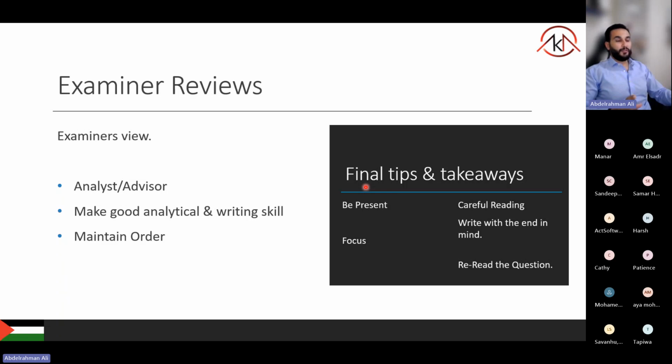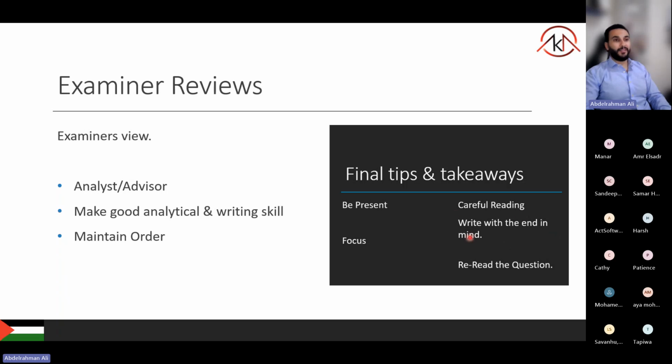Now you are giving the reader, the examiner, the viewpoint that you are maintaining order. Sometimes you might just be throwing all the ideas in your mind onto the piece of paper in the Exam4 software. You can come back later during your 50-minute review and try to maintain the order. You might do some copy and pasting, or change the order of some statements. You might feel you need to add something. So the last buffer time is very important to maintain all of this style and technique for the exam. So be present, focus, read the exam questions carefully, and you must write with the end in mind.